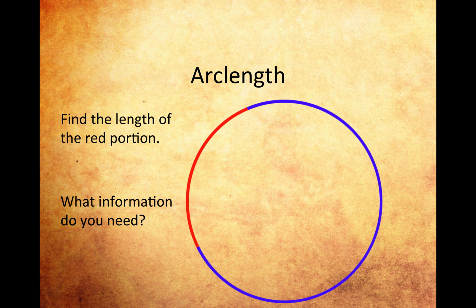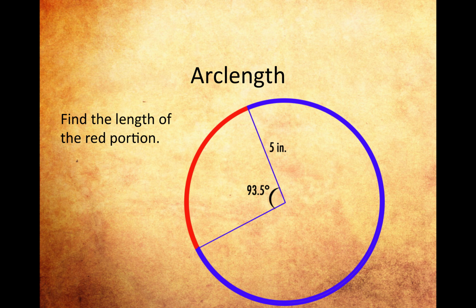So the first group said we need the circumference and the proportion of the circle that it is. These are the same, right? If you have the circumference, you can get the radius. If you have the radius, you can get the circumference. It's the same information. If you have the angle, you can get the proportion and vice versa. So either way, those are the same things. So you need both of those. So I'm going to give you both of those. So the radius is 5. The angle is 93.5 degrees. So calculate for me the arc length, not out loud, on your board.